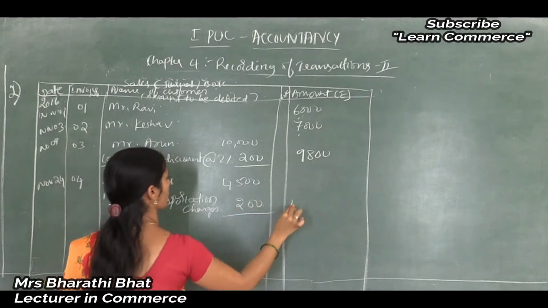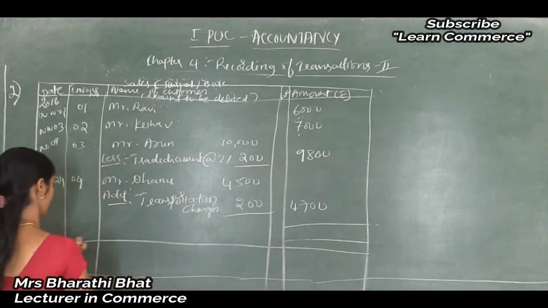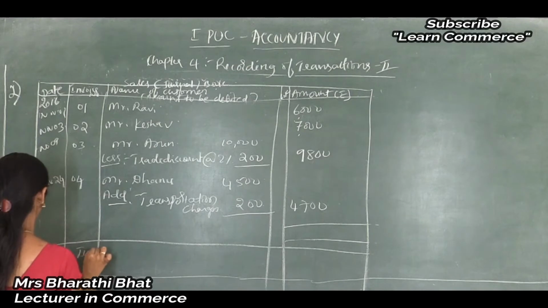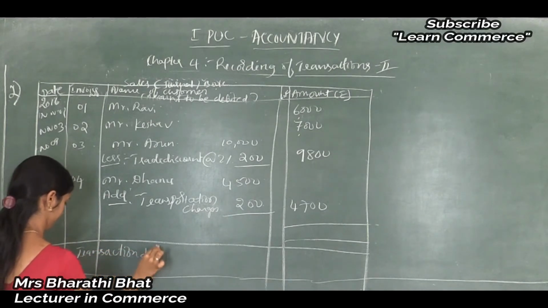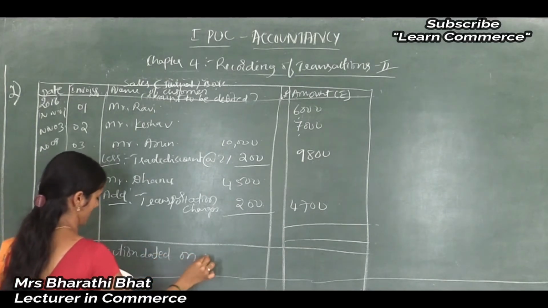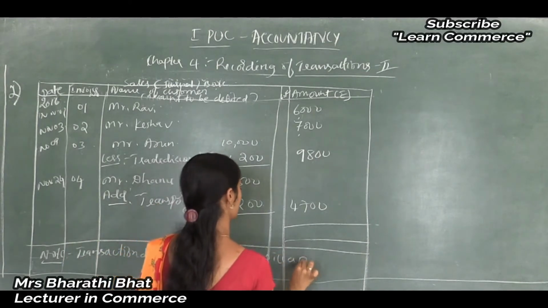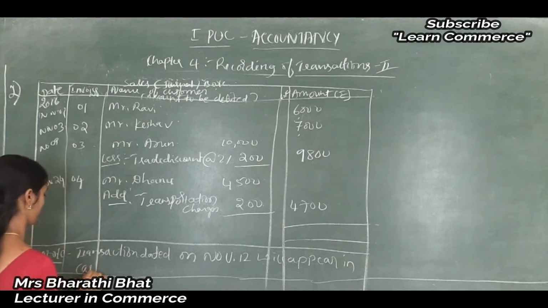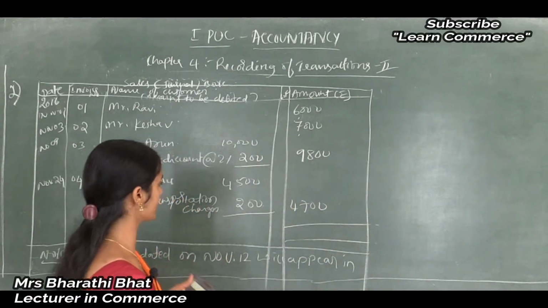$200. So 4,700. So the final totaling note: the transaction dated November 12 will appear in the cash book. Cash book. So in the next step we have to total it.